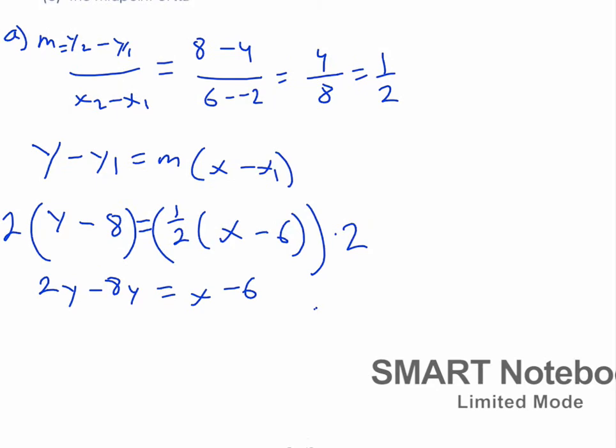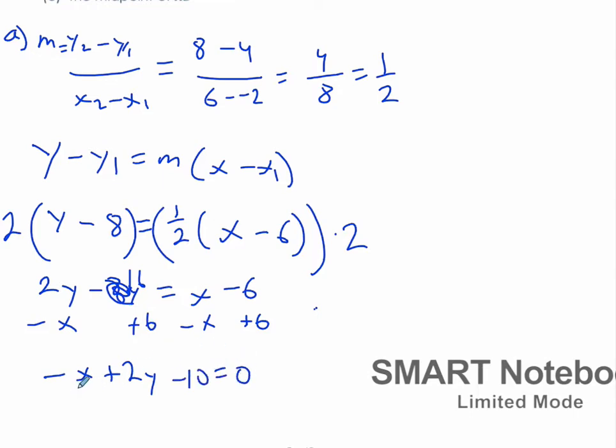Okay, next we will get 0 on one side. I have a mistake over here actually first. 2 times 8 is actually 16, so let's get 0 on one side. We'll subtract x from both sides, and then we'll get negative x plus 2y. And we'll add 6 to both sides, and we'll get minus 10 equals 0.